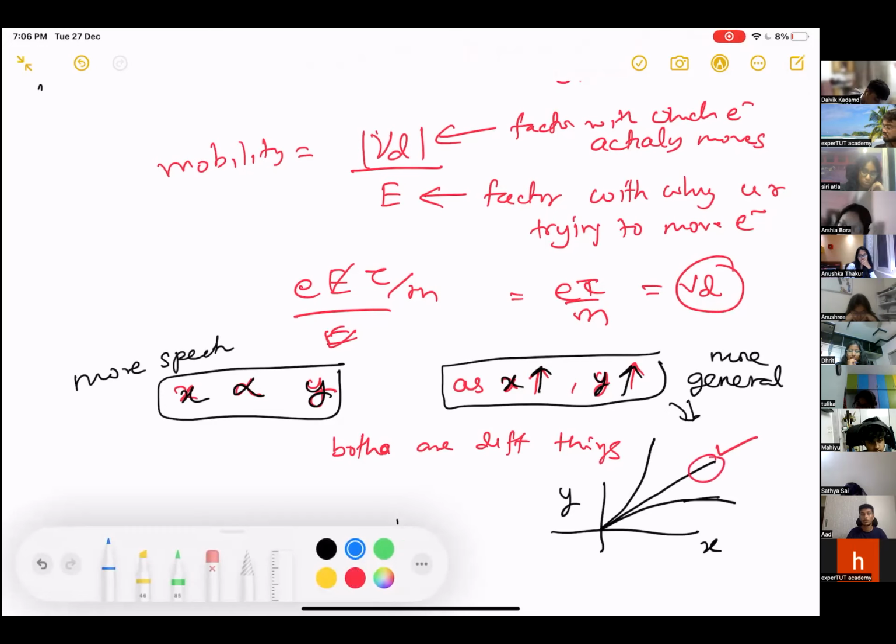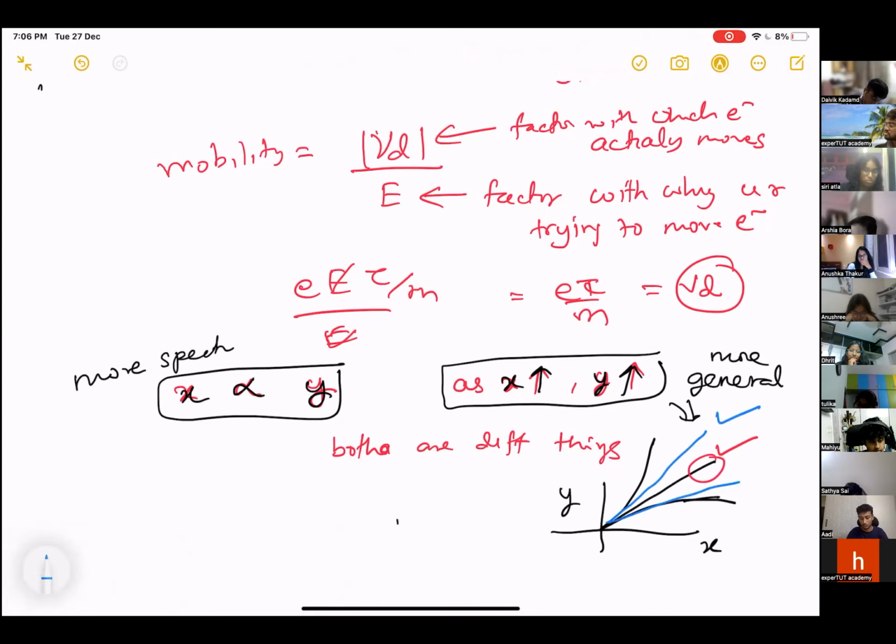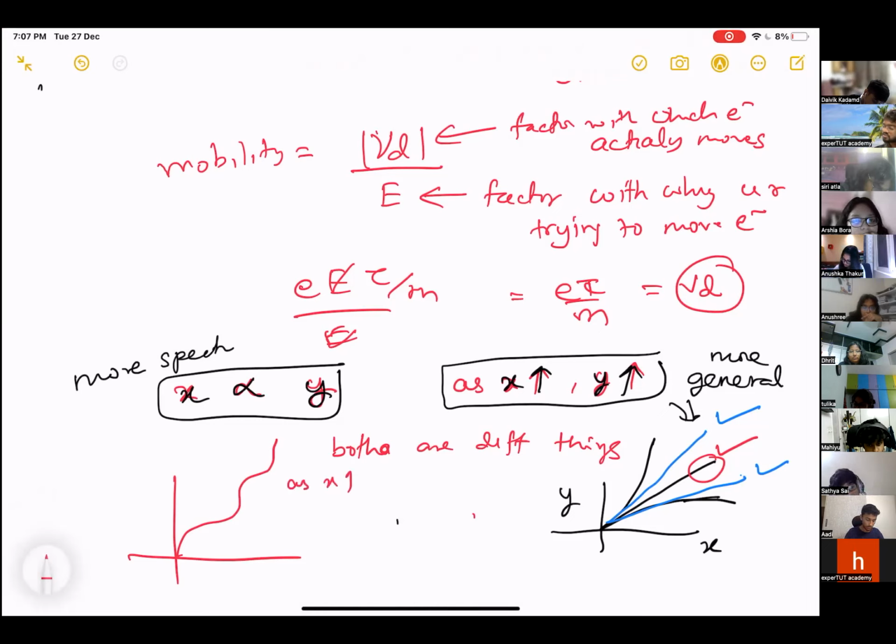And also write, this is also x proportional to y. So all straight lines are x proportional to y. But any other, for example, this is also x increases, y increases, but it is not proportional. Anyhow, it is not proportional. It follows as x increases, y increases.